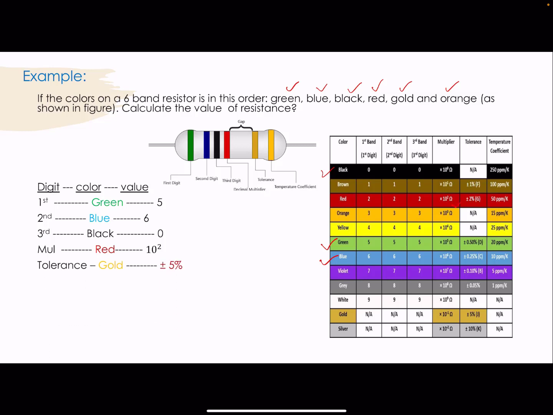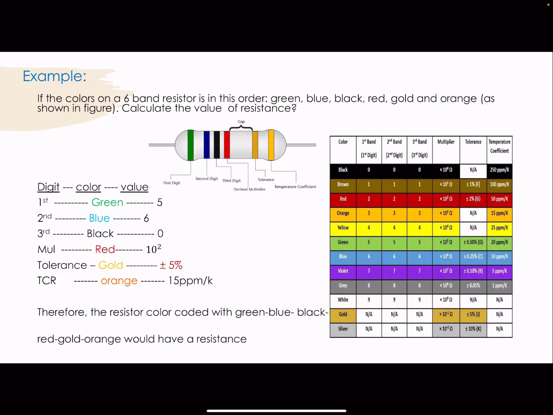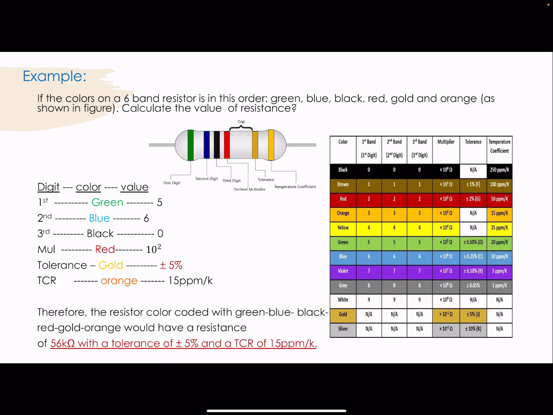The fifth one represents the tolerance, which is gold and it is plus or minus 5%. And the last one is the temperature coefficient, which is orange. So it represents 15 ppm per degree centigrade or 15 ppm per Kelvin. Hence, the value of resistance is 56 kilo ohms with a tolerance of plus or minus 5% and a TCR of 15 ppm per Kelvin.